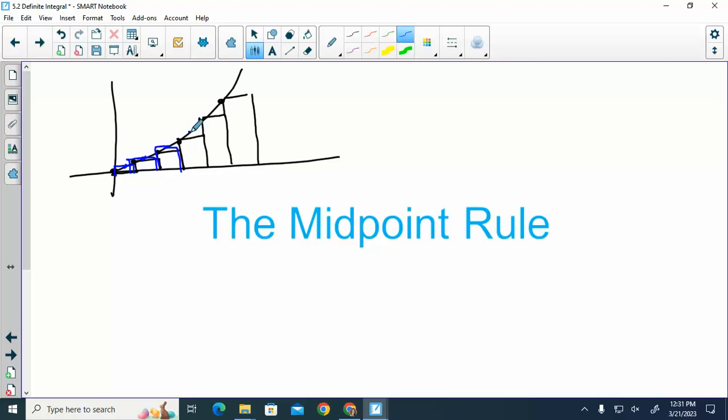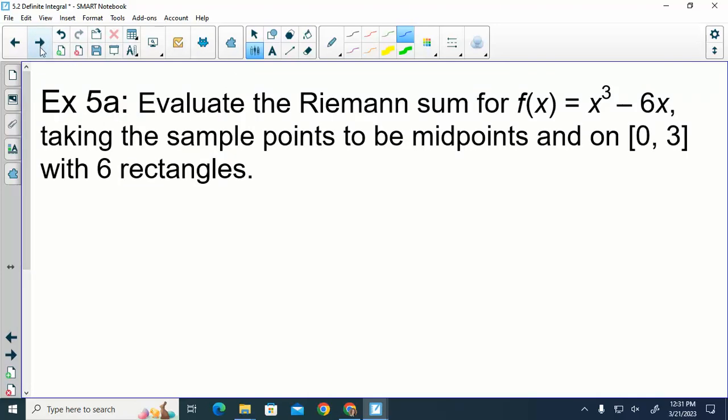Okay, so we can do left, right, or middle. Out of the three, which one do you think is probably the best? The middle is probably going to be your most accurate representation. So that's all that is. Let's actually try it.